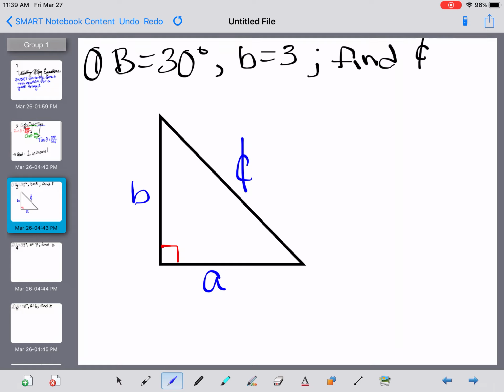Now I make it into a cent sign because I want to be able to easily differentiate between lowercase c and capital C, and those letters look the same to me. So that's how I've chosen to do that.